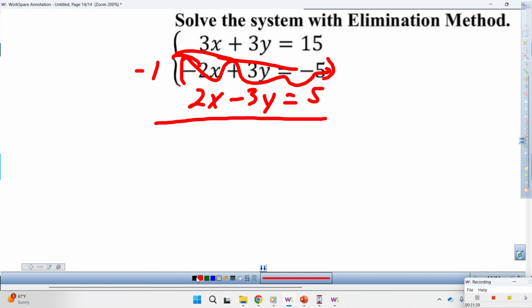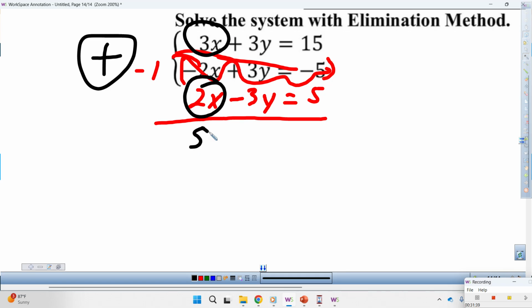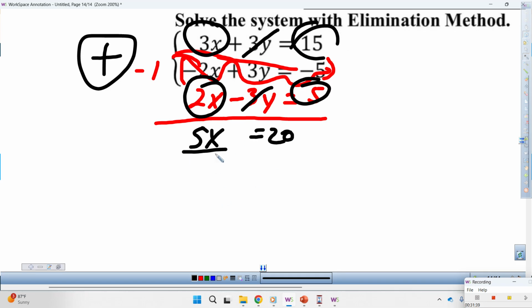We use the top and the bottom. So, with that said, combine. What is 3x plus 2x? 5x. The y's eliminate. What is 15 plus 5? That's 20. Let's solve. Divide by 5. x equals 4.